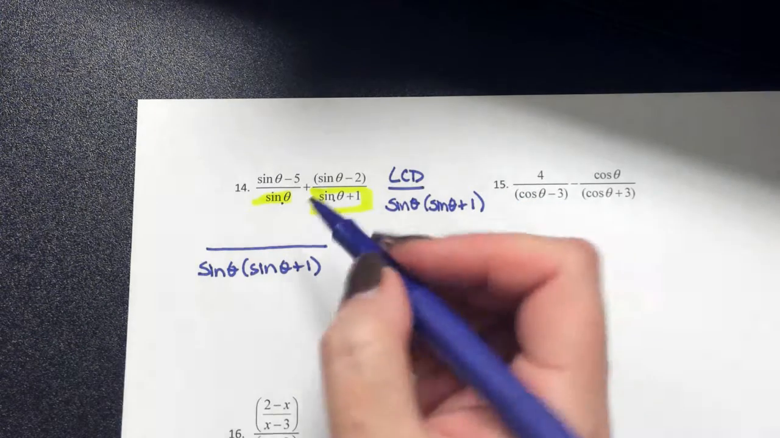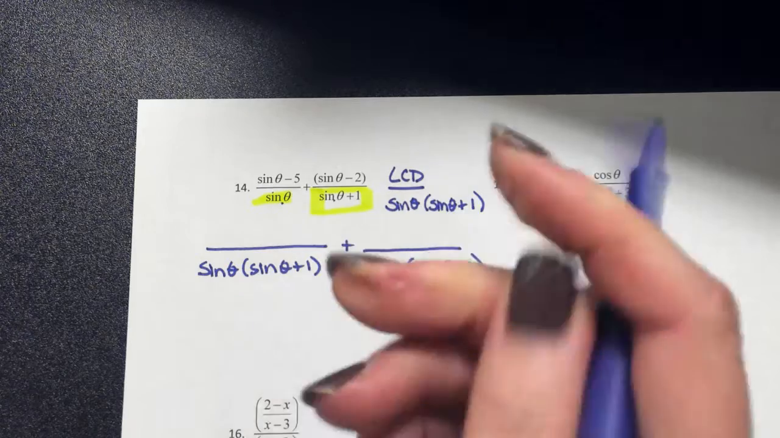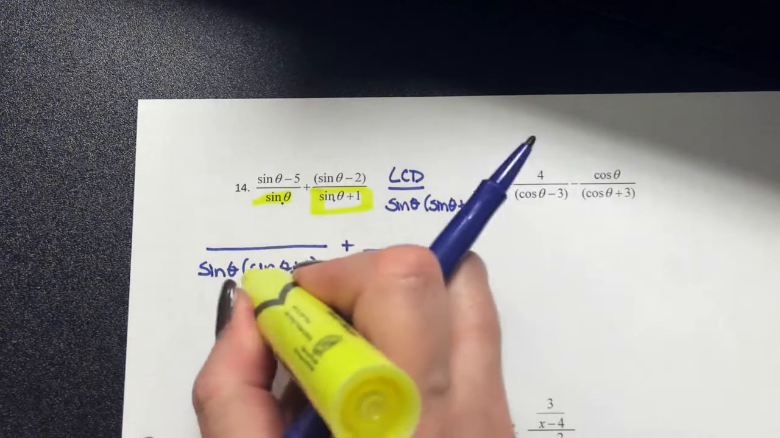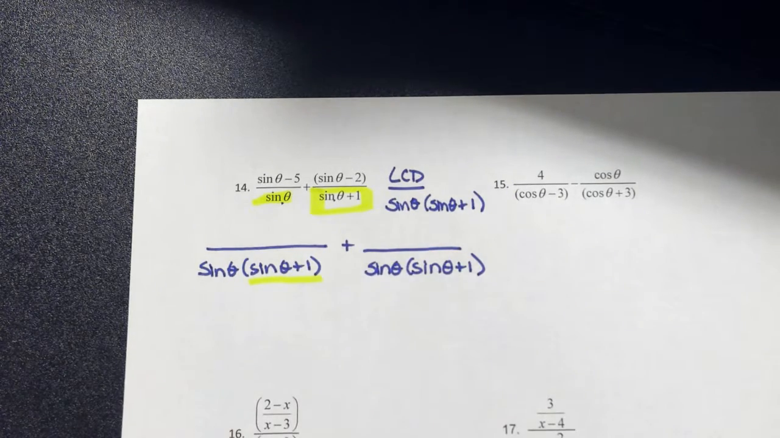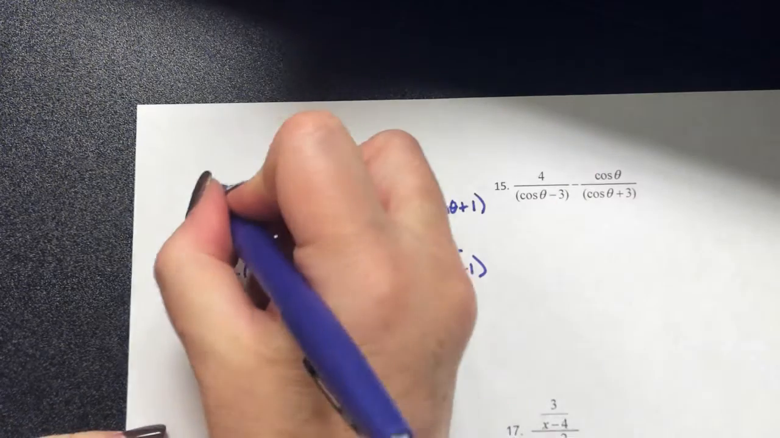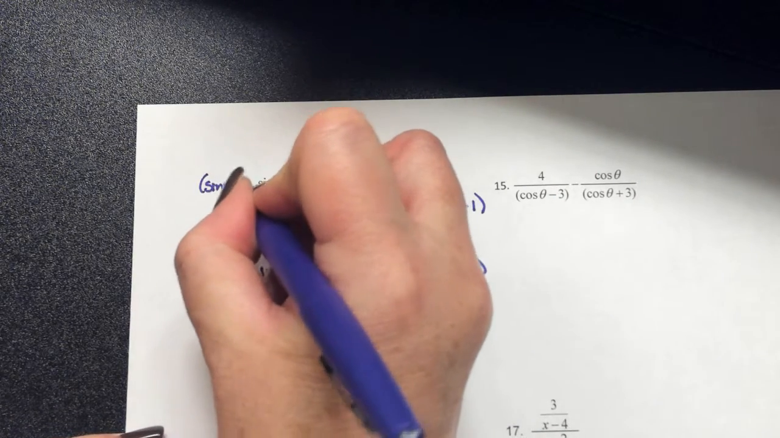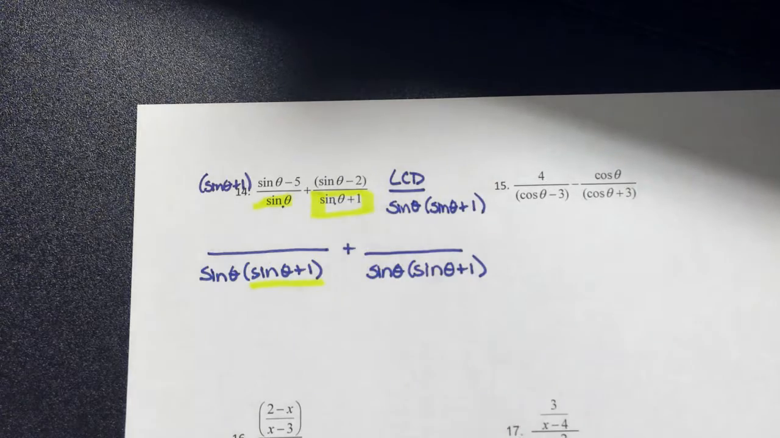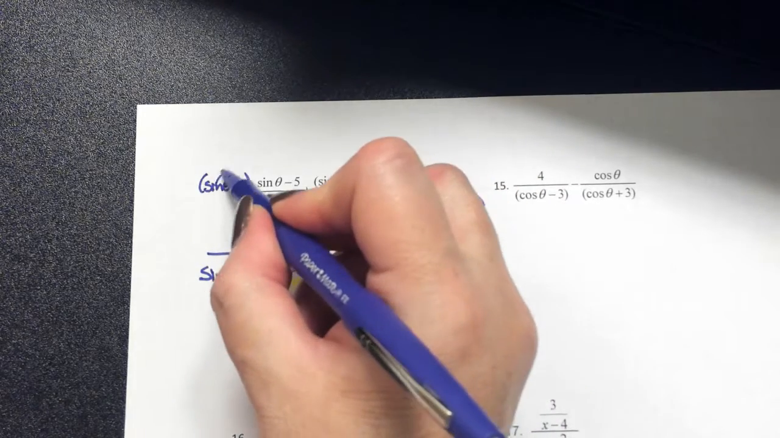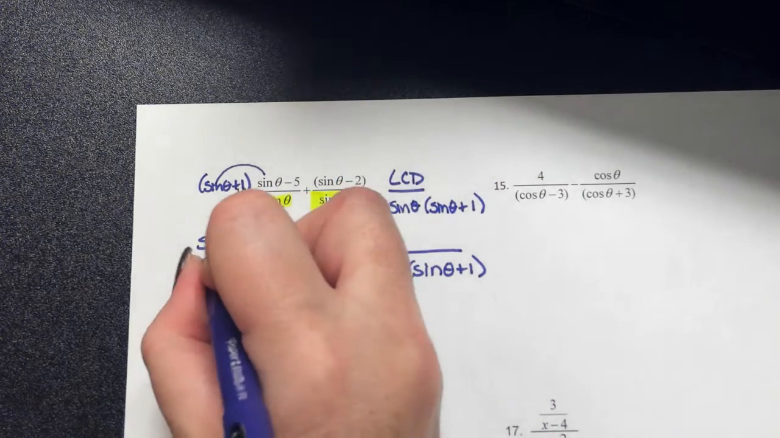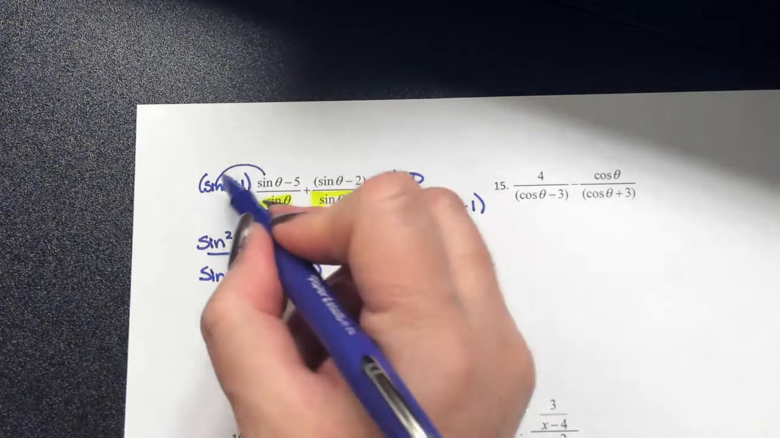So if you look at the first fraction, you already have a sine theta. The piece that's missing is this sine theta plus 1. So I have to multiply the top and bottom by a sine theta plus 1, the missing part. So I am going to have to FOIL. Sine times sine is a sine squared theta.